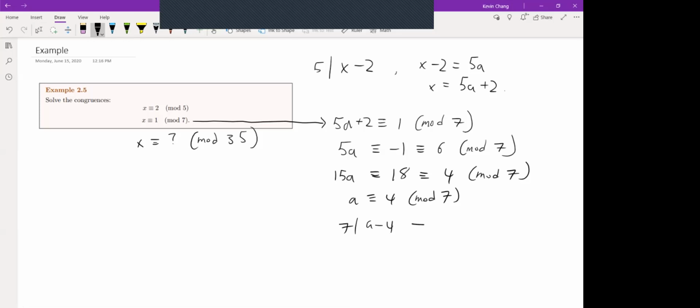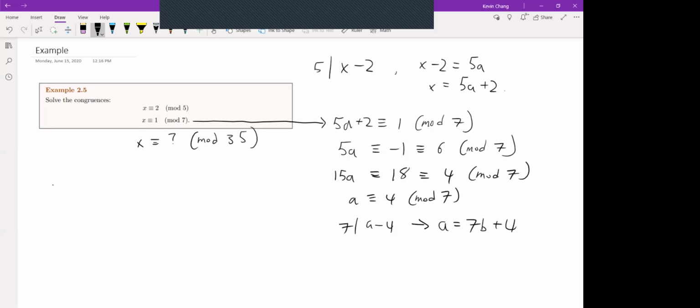So we can write a is equal to some number b times 7 plus 4, so that when a is divided by 7, we have a remainder of 4. And now we know that a is equal to 7b plus 4. So we can plug this back into our expression for x here.